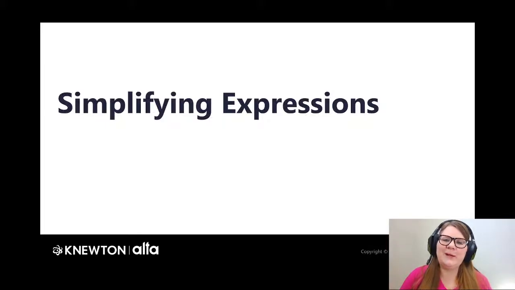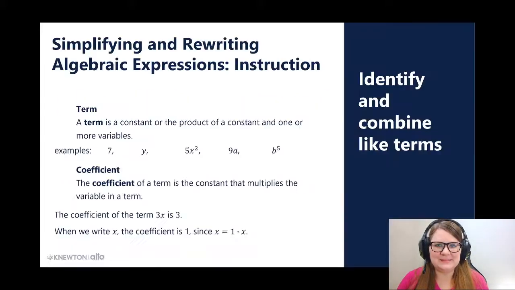In this lesson, we're going to practice simplifying expressions. So in order to simplify an expression, it's important to know the parts of it first. So what's the first thing we need to know? Well, it's a term. A term is a constant or the product of a constant and a variable.